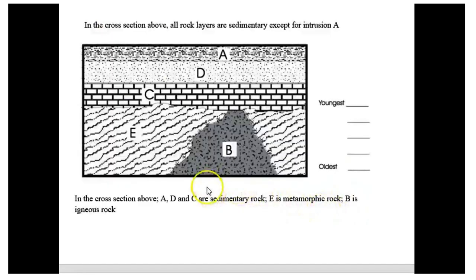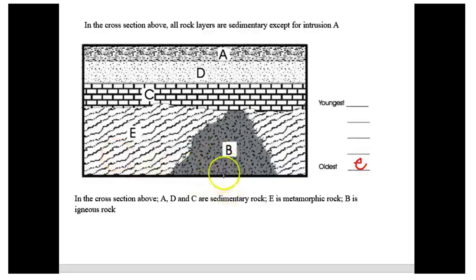Our next cross-section includes several other features. I've indicated that layers A, D, and C are sedimentary rock, E is metamorphic rock, and B is igneous rock. And again, we start relatively dating this geologic cross-section by starting at the very bottom of our cross-section to identify what unit is the oldest. And in this case, rock unit E, our metamorphic rock, is our oldest rock unit.